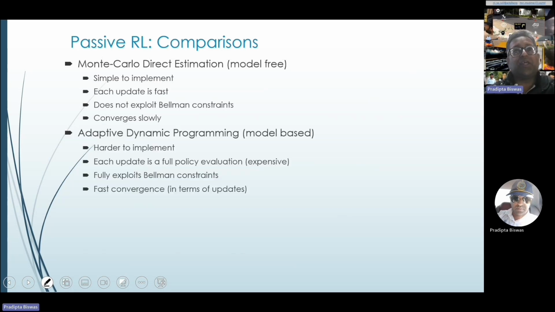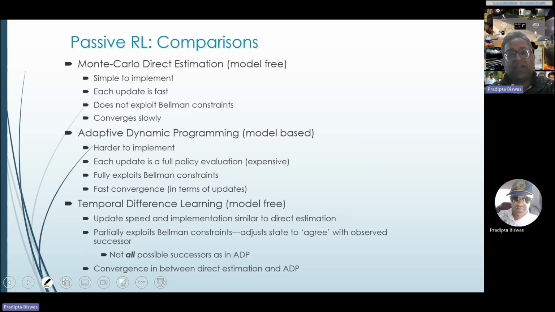Whereas in ADP, we learn the model, the state transition probability matrix, from the sample training data. But it is harder to implement for a bigger state space because we are trying to learn the whole state transition probability matrix. But for smaller state space, it can guarantee a much faster convergence because we are learning the whole environment in the form of the state transition probability matrix.